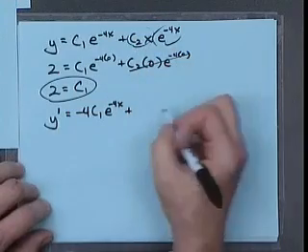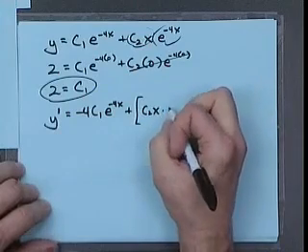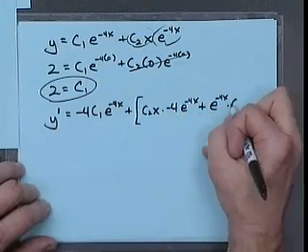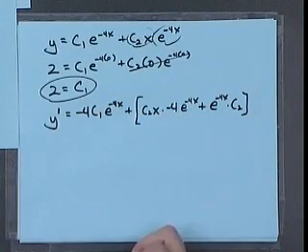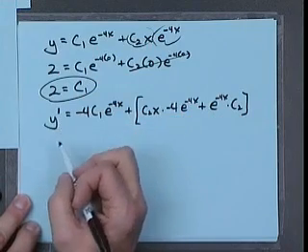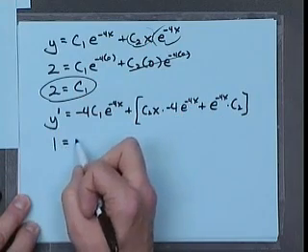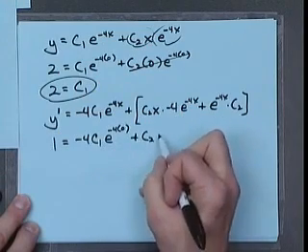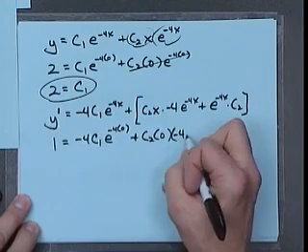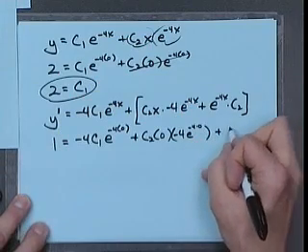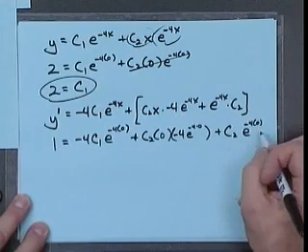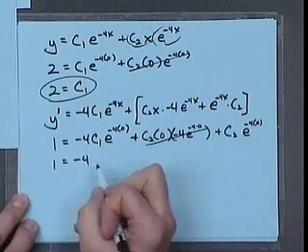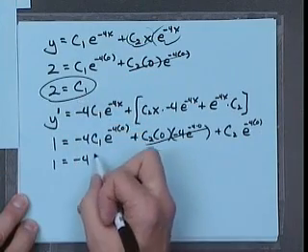Okay, and now we have a product rule. First times derivative of second plus second times derivative of first. And when x is 0, we want y prime to be 1. So y prime is 1. So there's a 0 as a factor, so that term's gone. Negative 4, don't we already know that c1 is 2? So let's plug that in.